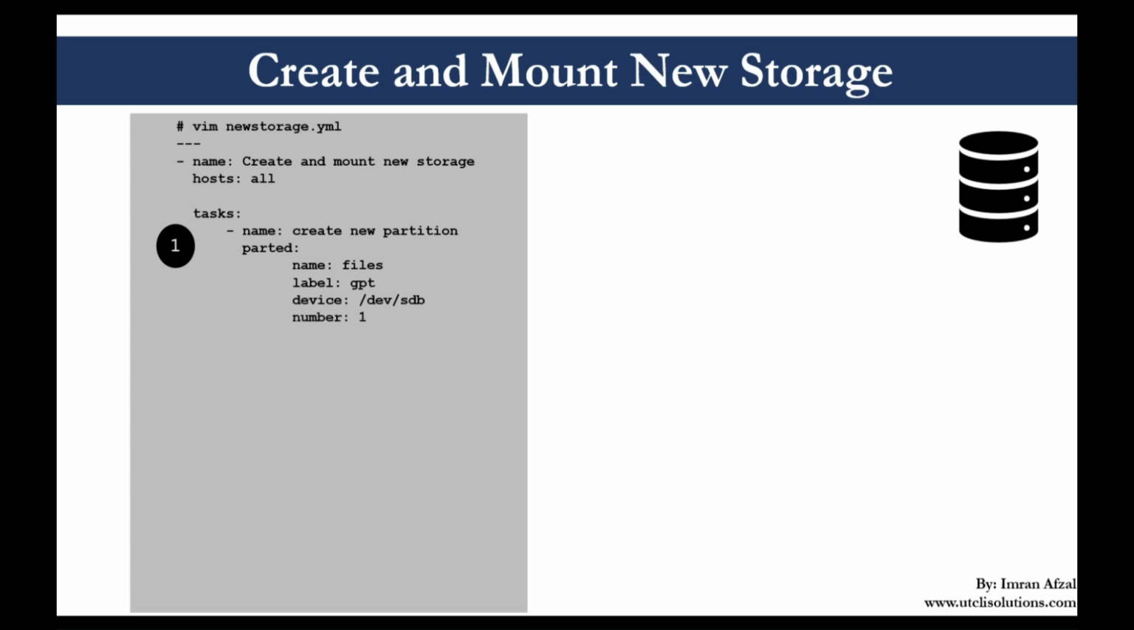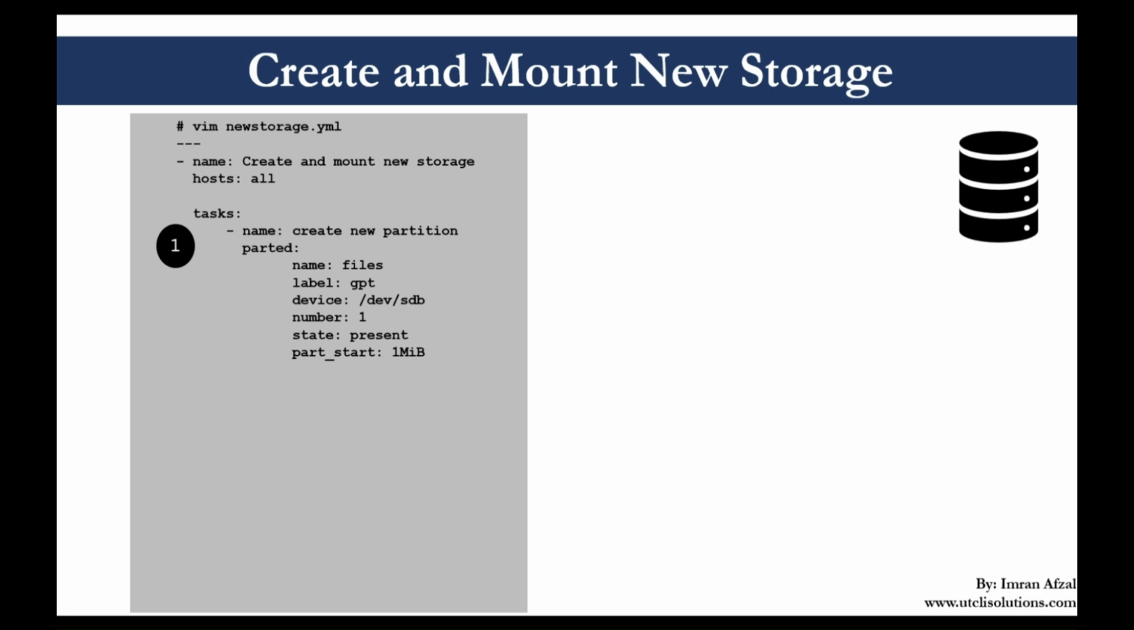Then we have to start with the device number. So we want to give it the partition number as sdb1, so we have to specify number 1. The state is present, of course, because we want to create it. If you want to delete it, then you will do absent.